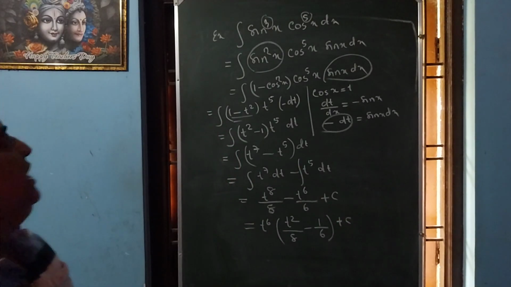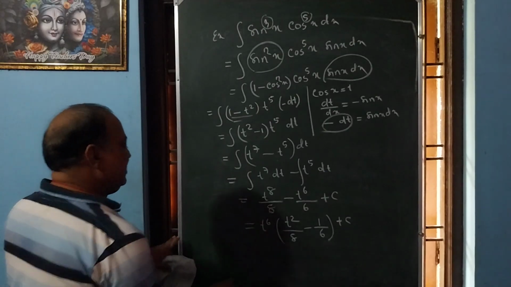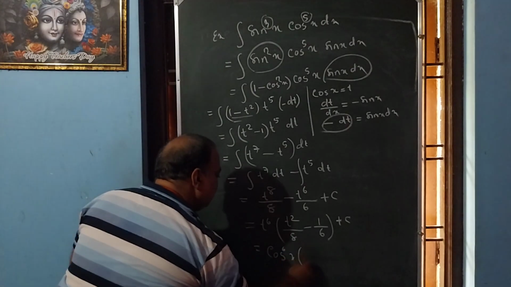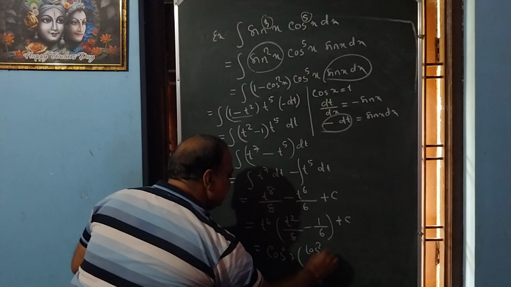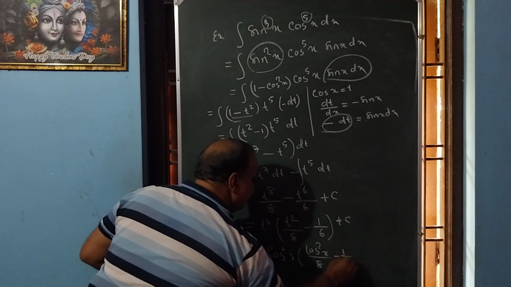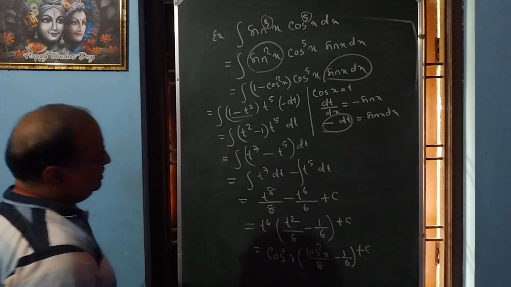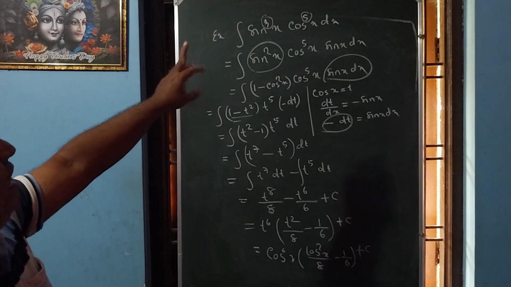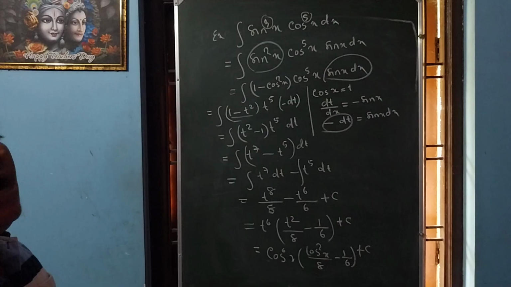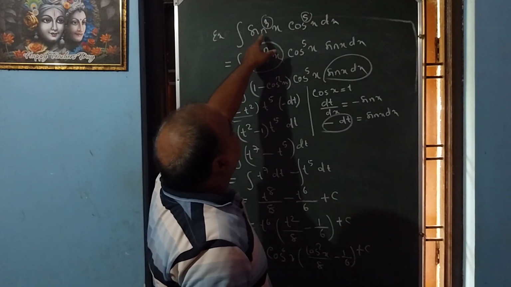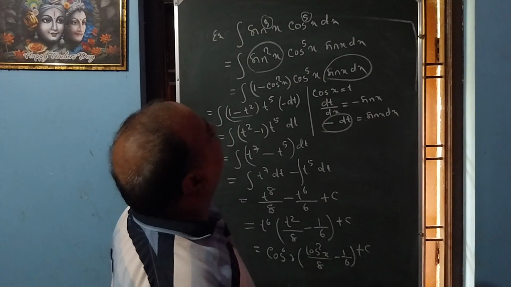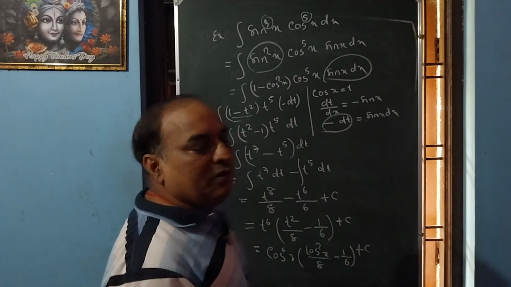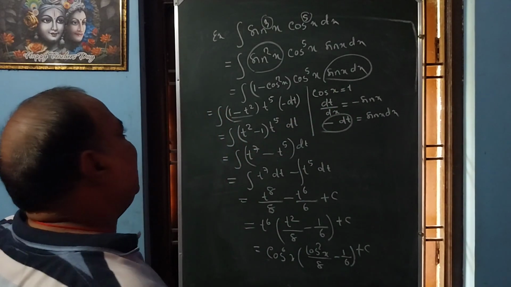So now in place of t we have to put cos x. We get cos⁶x whole, into (cos²x by 8 minus 1 by 6) plus c. This is the answer. Okay, here the power of sine and the power of cos both are odd, but the power of sine is less than the power of cos. So in this case always you have to put cos x equal to t. Okay, let us take another example.